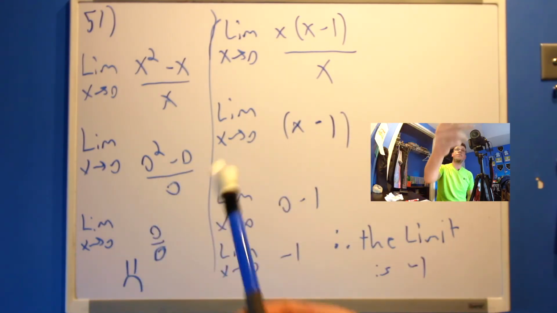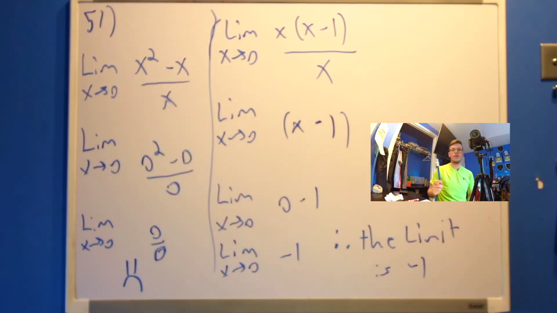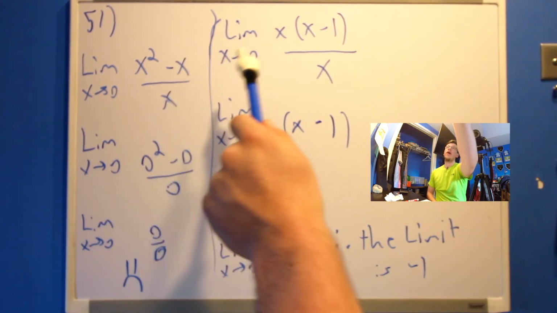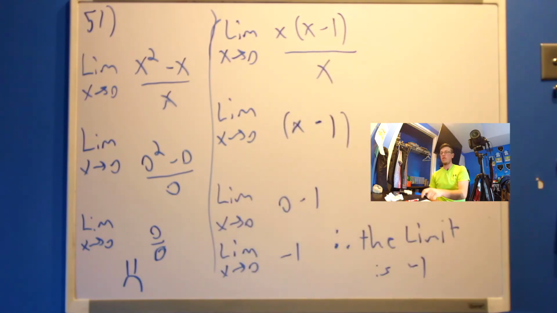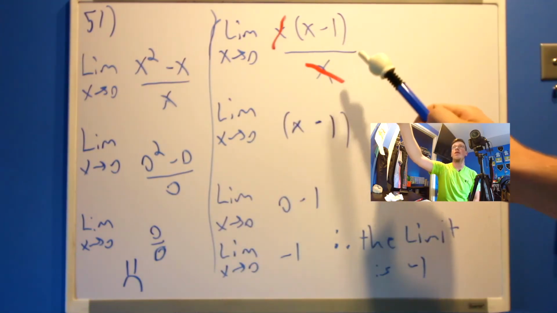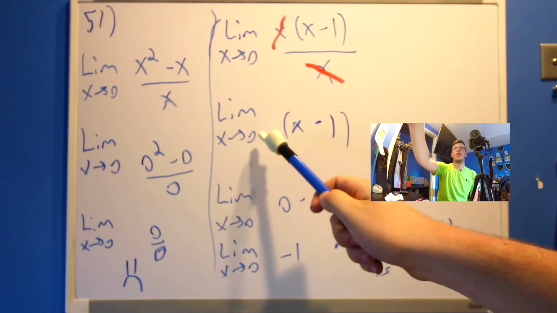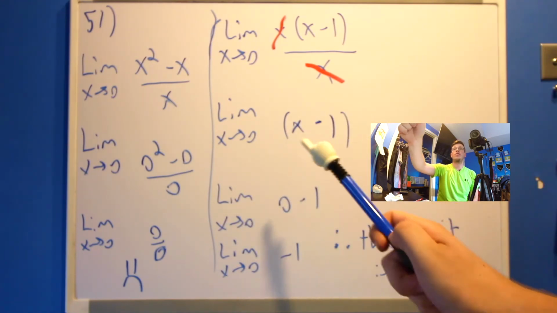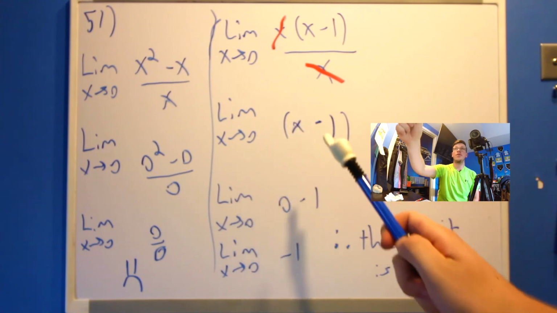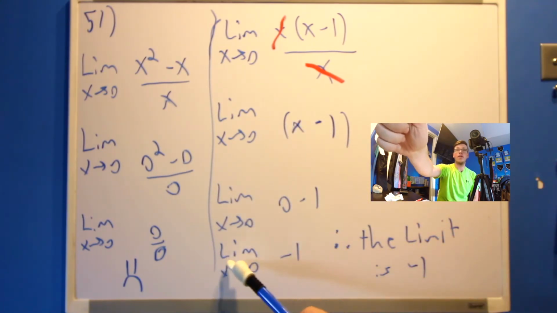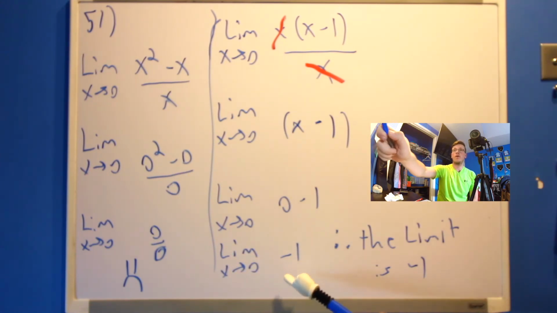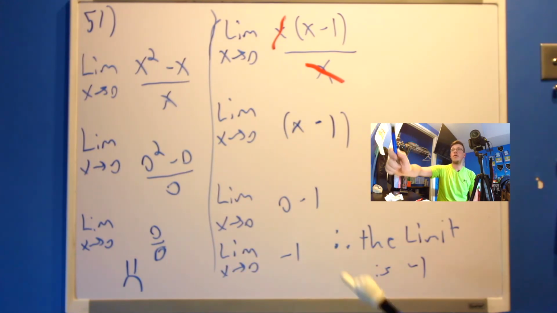As you see, it is not a difference of squares, but you're able to factor. So x squared minus x can be written as x(x minus 1). So you're able to cross off the x's, so now you are left with x minus 1. Now you're able to substitute 0 into your new equation, so you do 0 minus 1. So as x approaches 0, your limit is -1. So therefore, the limit is -1.